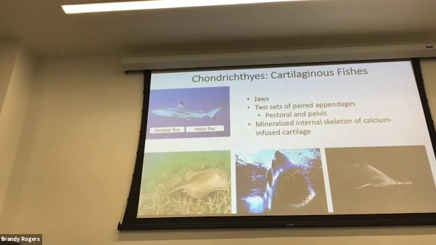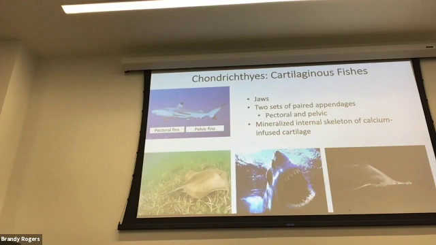So if you've ever seen the movie Jaws, or you know what the movie Jaws is about, what's it about? Anybody seen Jaws or heard of Jaws? What's it about? Sharks. So if you know that much, you can remember that sharks are cartilaginous fishes, okay, Chondrichthyes. So the jaws appear first in this group.